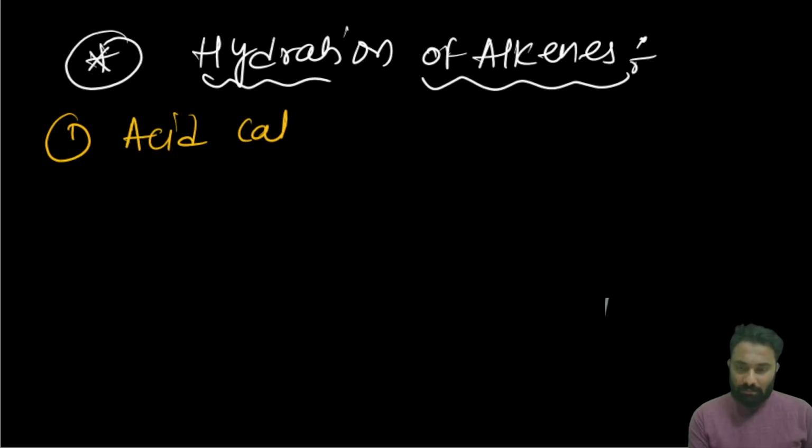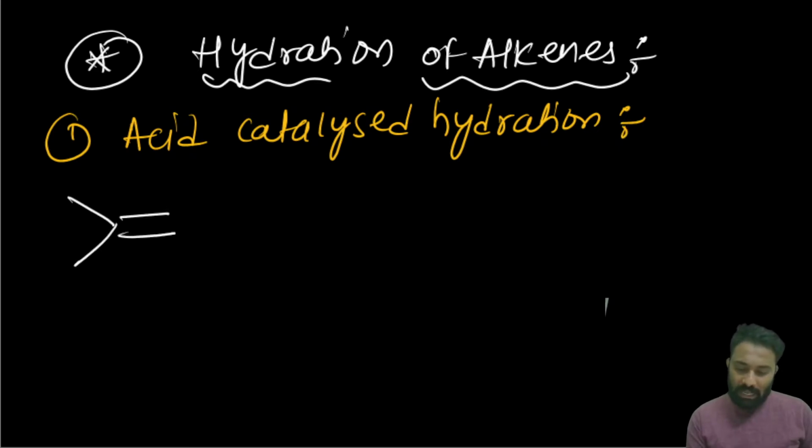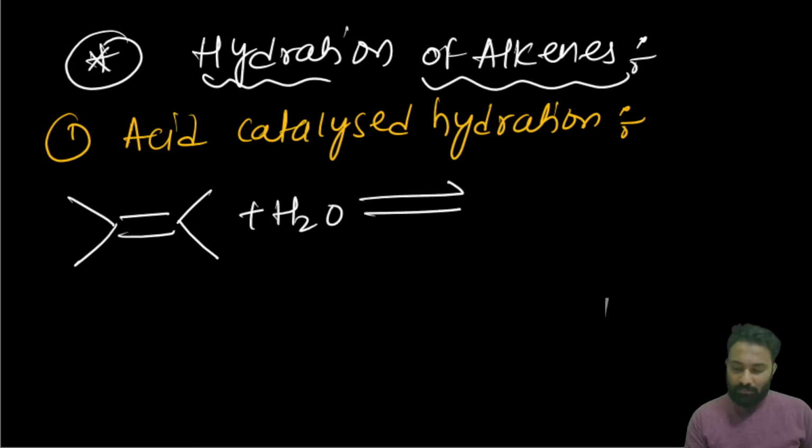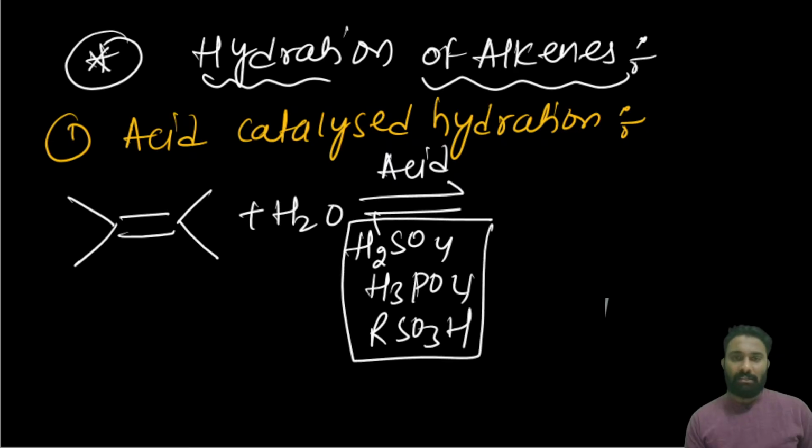acid catalyzed hydration. Acid catalyzed hydration. Now what is acid catalyzed hydration? If you take the alkene, with H2O in the presence of acid. Now what is the acid here? The acid is H2SO4, H3PO4. Done. Now sulfonic acid. These are some acids we will use as a reagent. Then what will we get? Now we will get an alcohol. Here the rearrangement will happen in this manner.